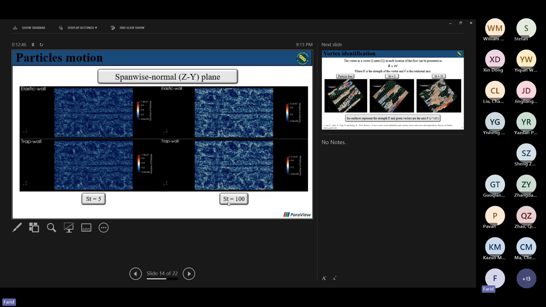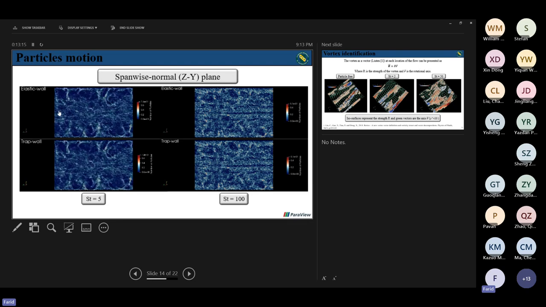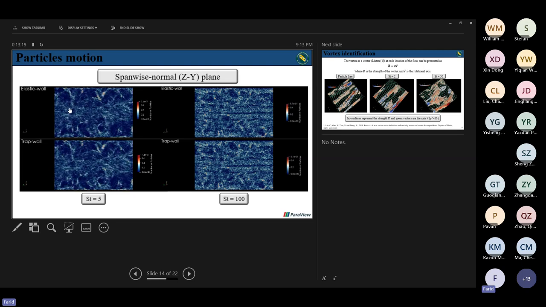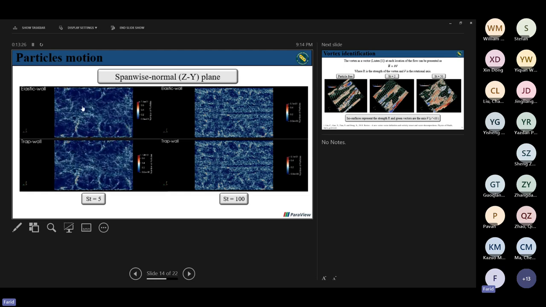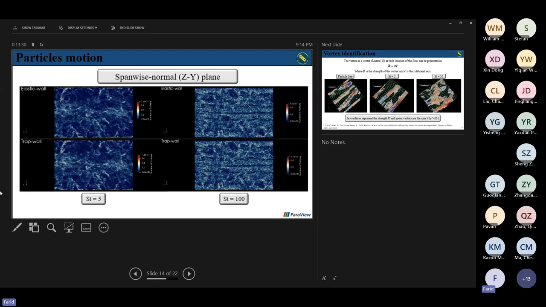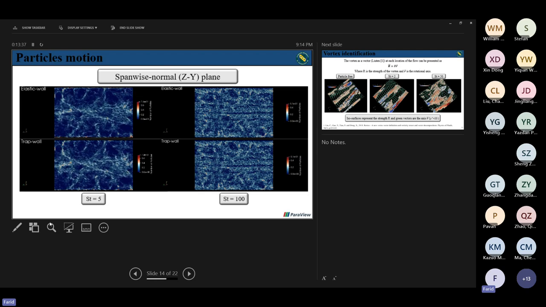You can see here we have two sets of particles, Stokes number of 5 and 100. Definitely particles with a Stokes number of 5 are following the turbulent flow better, and we can use these types of particles as a method for identifying the coherent structure of the turbulent flow, especially in the near wall region. So I'm starting this video from a random distribution of the particles inside the channel, and you can see the clockwise and counterclockwise vortices that I mentioned before, especially in the near wall region, and how these particles are sweeping in, and how this ejection affects the particle distribution inside the channel.